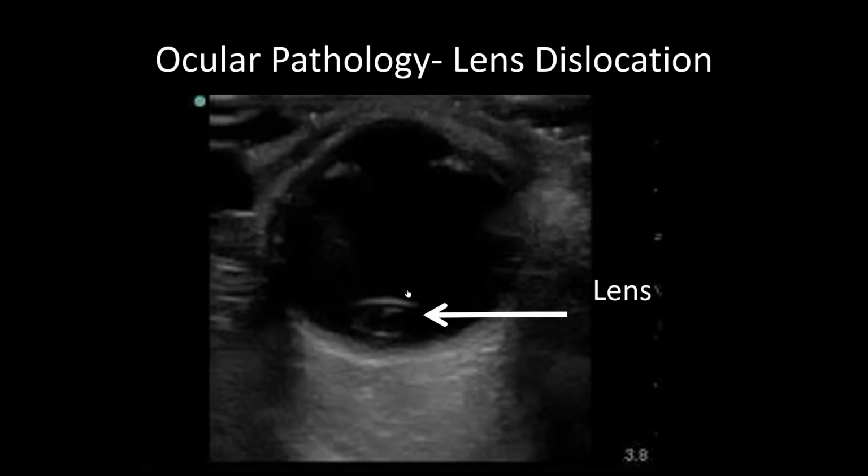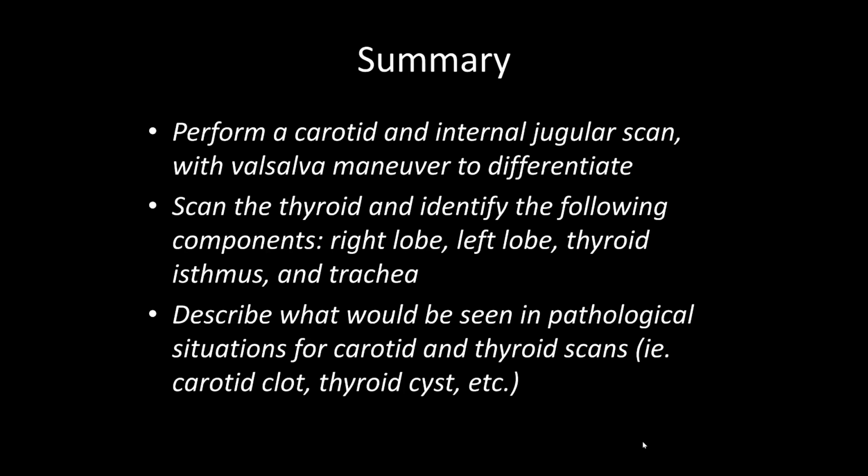A final pathology we might see is lens dislocation. This is when the lens, which typically resides up behind and within the iris, subluxes into the posterior chamber, as seen here. In summary, it is important to understand your anatomy when performing head and neck exams.